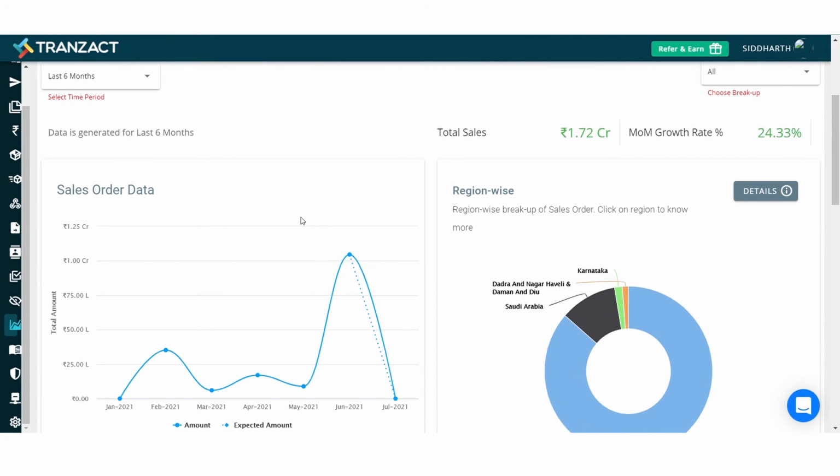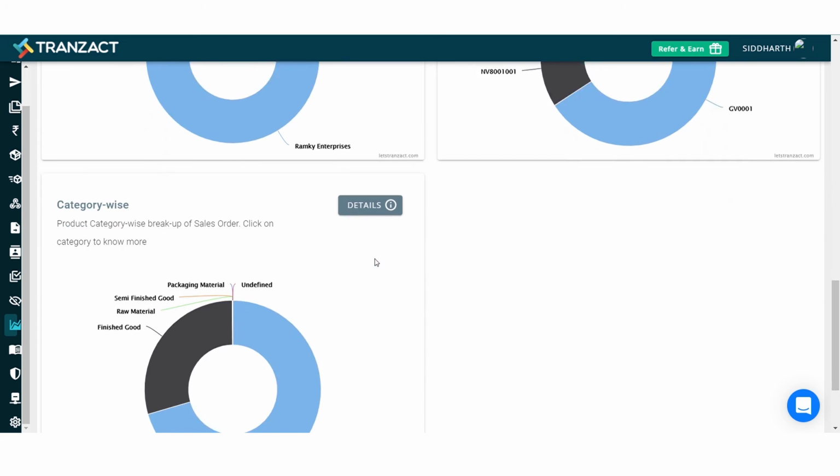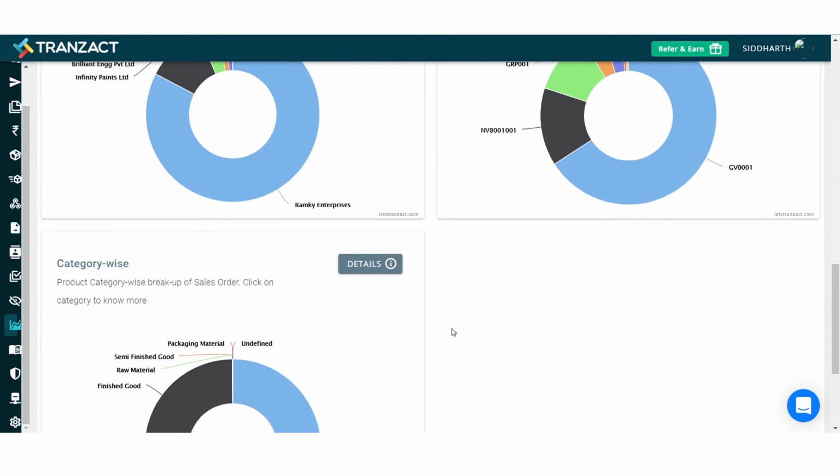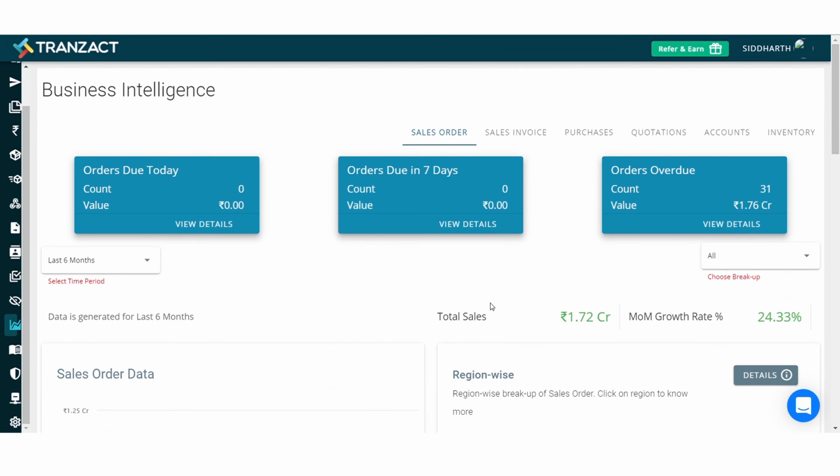Now, with business intelligence and 70 plus business reports, Siddharth is efficiently able to visualize all the data right in front of him and take much better data-driven decisions for his business.